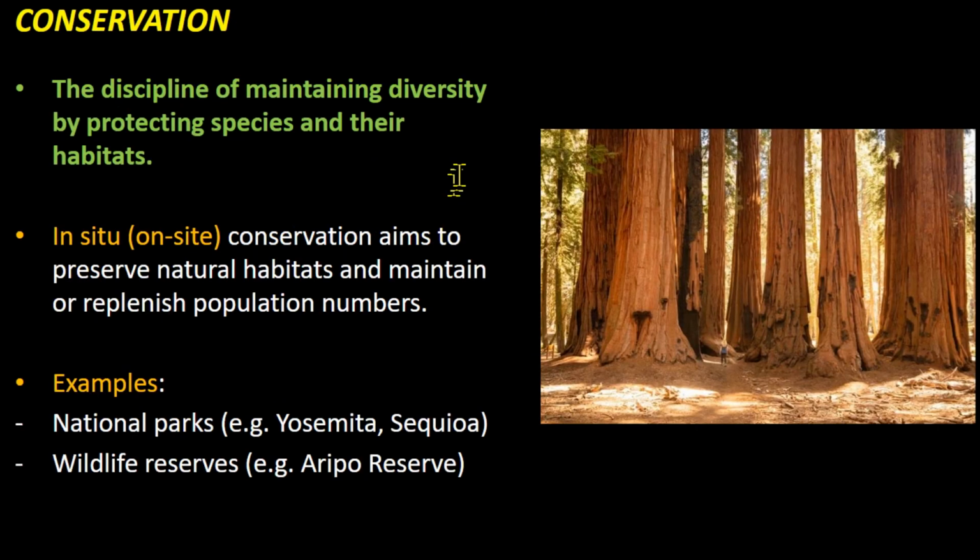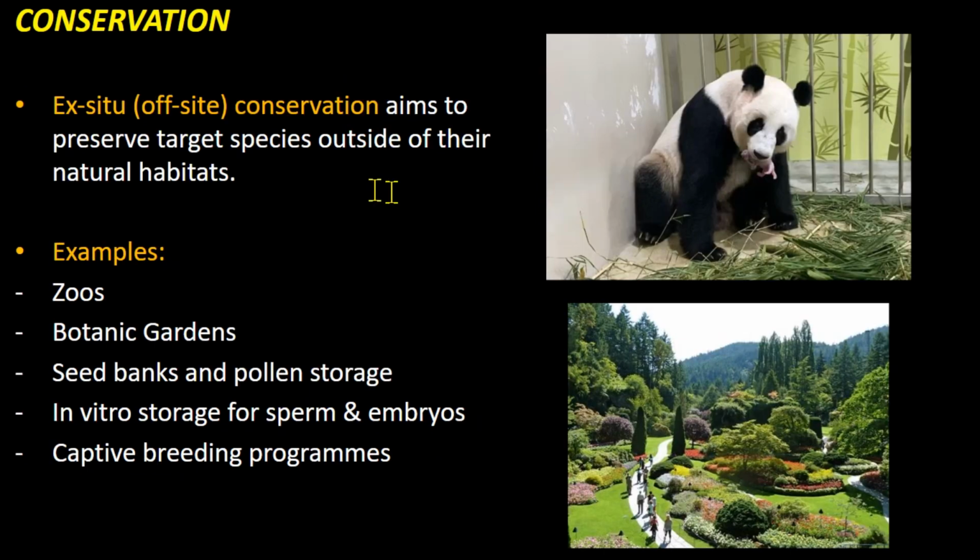So conservation is the discipline of maintaining diversity by protecting species and their habitats. We have in situ and ex situ conservation. So in situ, which basically means on-site conservation, aims to preserve natural habitats and maintain or replenish population numbers. Examples of this would be national parks or wildlife reserves, such as the Aripo Reserve in Trinidad or the Yosemite National Park.